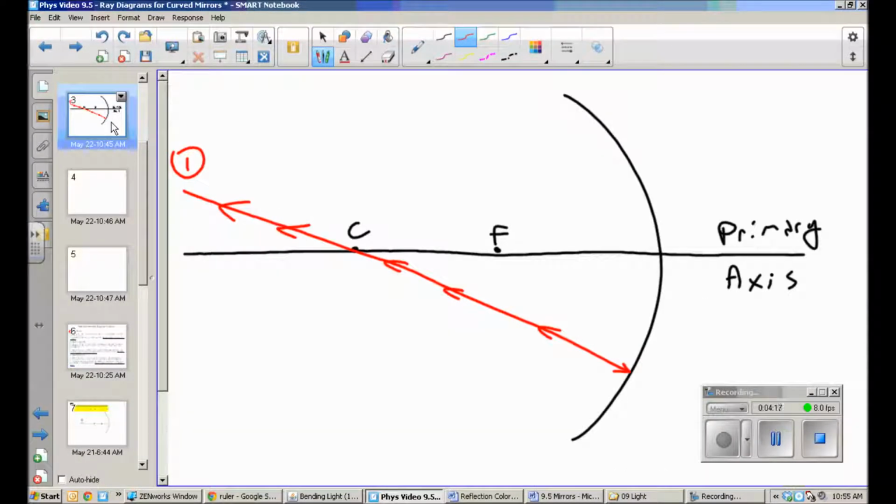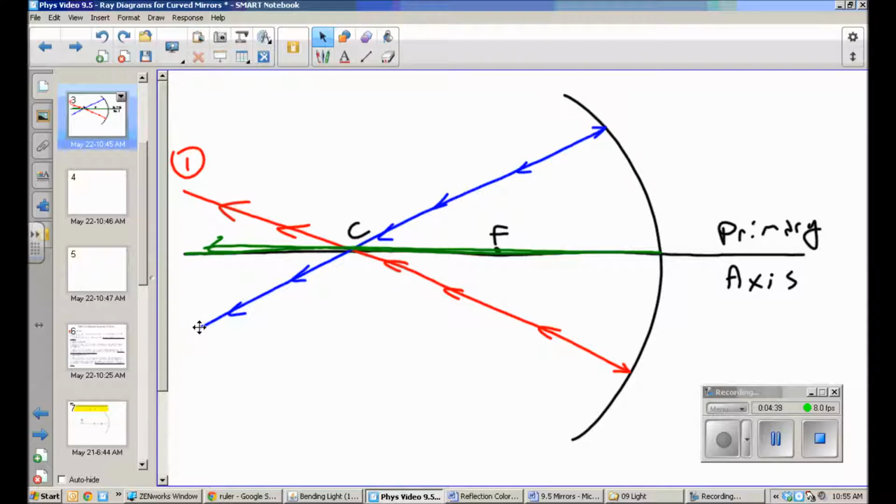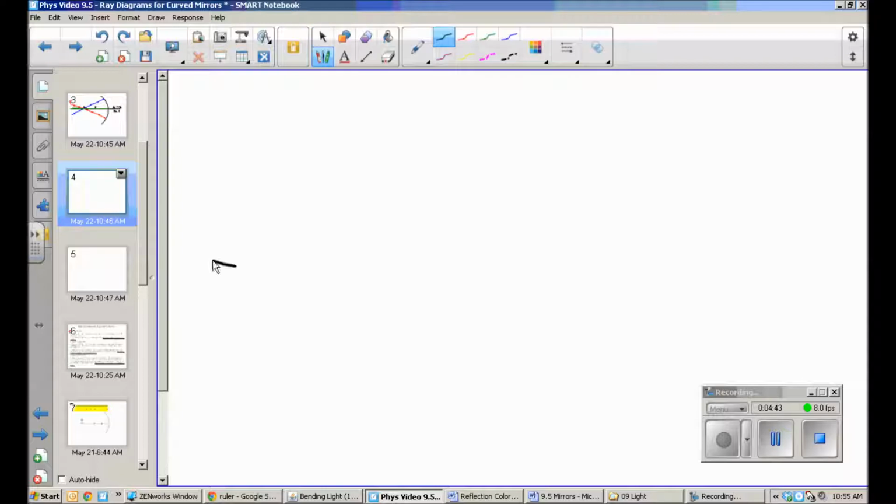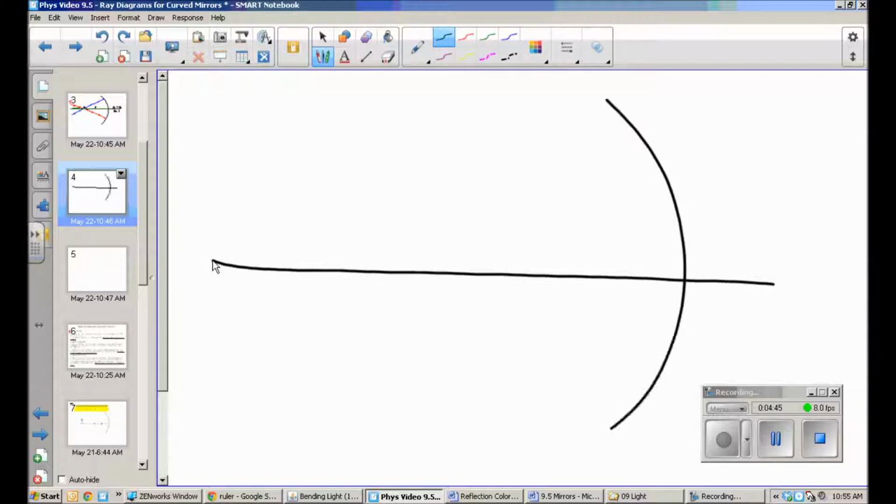Okay? Now, so any beam of light that passes through the center, so, you know, maybe you've got a beam of light that goes like this and goes through the center and hits the mirror, that's going to come back the way that it came from. If you've got a beam of light that goes straight down the primary axis, it'll come straight back down the primary axis. If you've got a beam of light that, whatever, you get the picture. Okay? So, that's rule number 1. Okay, rule number 2 says this. You've got your primary axis and your mirror with your focal point and your center.